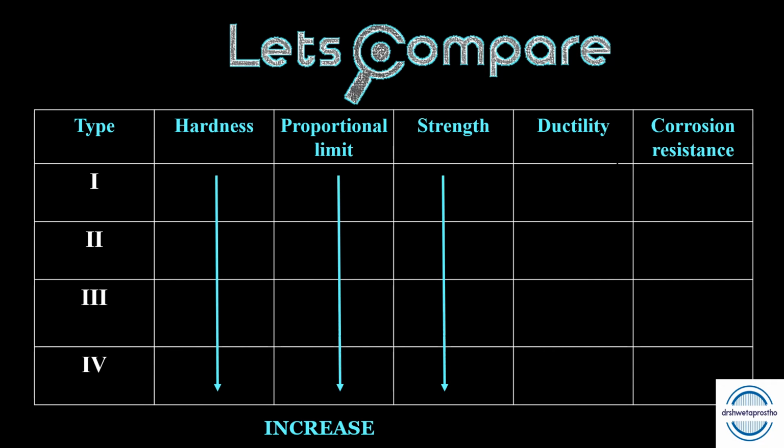Now if we talk about ductility, it decreases as we go from type 1 to type 4. Type 1 has the maximum ductility and type 4 has the least. Corrosion resistance, as the gold content is decreasing from type 1 to type 4, also decreases from type 1 to type 4. Type 1 has the maximum corrosion resistance while type 4 has the least corrosion resistance.